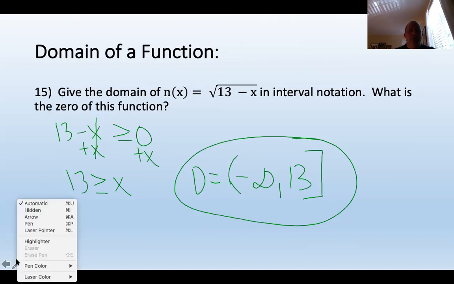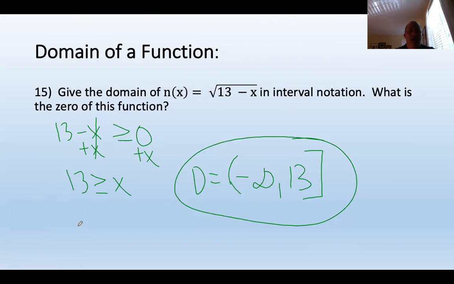The 0 of the function, I'll write this out, is basically whenever the y coordinate is 0, then whatever x is when the y coordinate is 0 is the 0 of the function. So if I put 0 in for n of x, I'd have 0 equals the square root of 13 minus x. And I wanted to then solve for x.